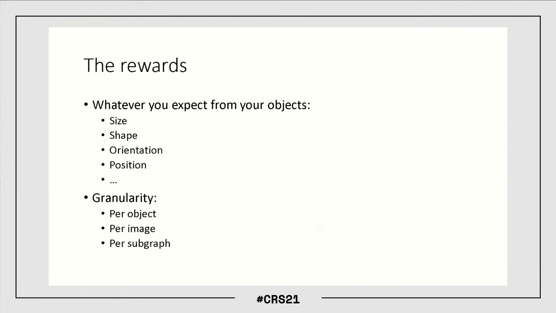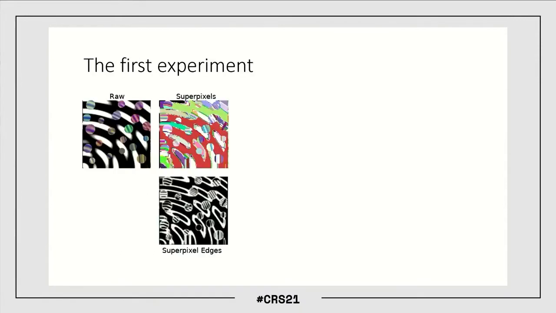So what can you actually put into these rewards? Well, whatever you want, right? We want to be able to put in anything, for example, size. In biology, we very often know the expected size, the number of objects, their shape, orientation, or position. The granularity of the priors that we want to put in is naturally per object. There are also things we expect per image, like, for example, the number of objects. We can also do per subgraph, right?